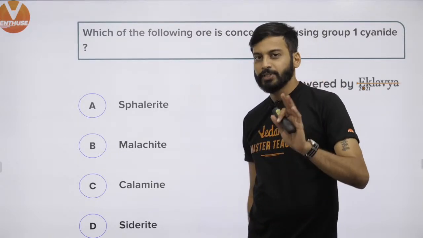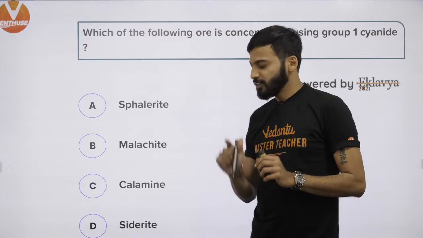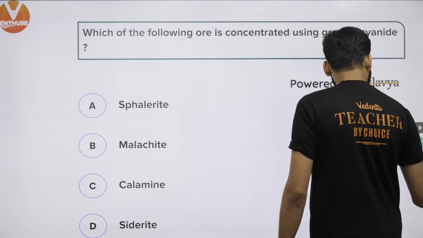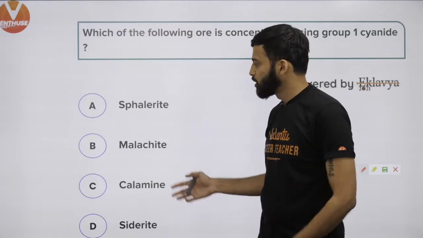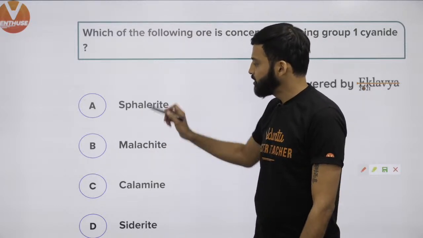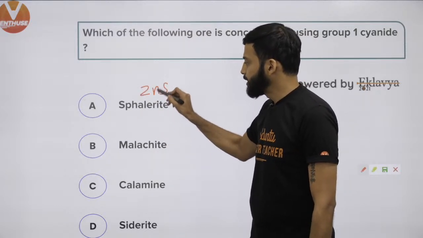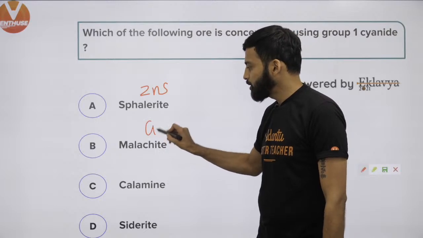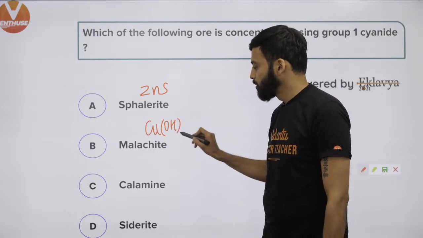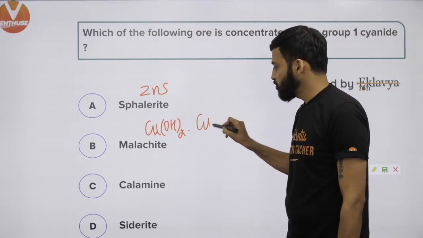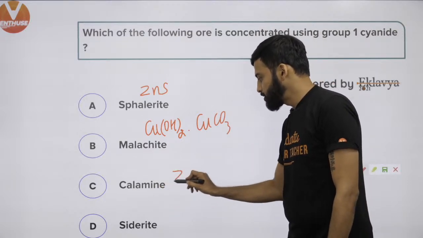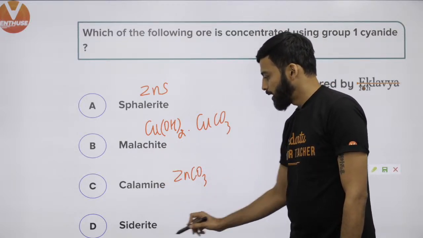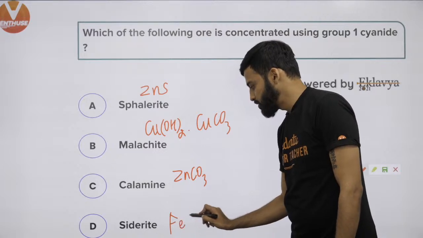Cyanide, yeah, simple thing. Look, if you have studied this chapter properly, first of all, let me write all these ores. Sphalerite is nothing but ZnS. Malachite is nothing but copper hydroxide, in the presence of CuCO3. Calamine is nothing but ZnCO3. And siderite is nothing but FeCO3.